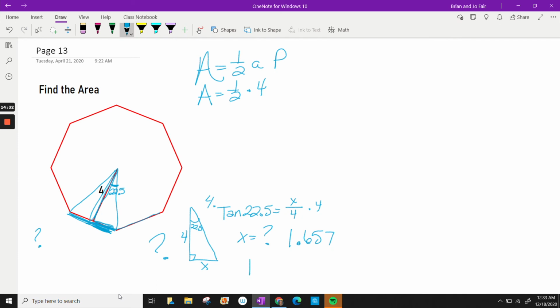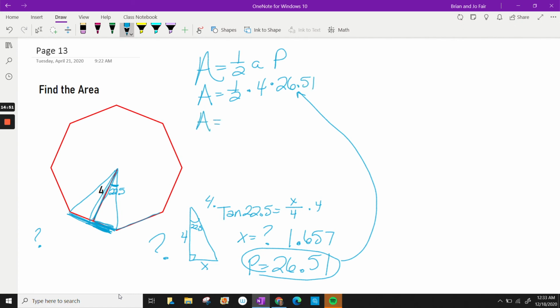Okay, so the perimeter I have is 26.51, I guess is a good clean spot. Let's go ahead and grab that perimeter. Let's plug it into the formula up here, and then tell me what you get for the area. What's the area of this?